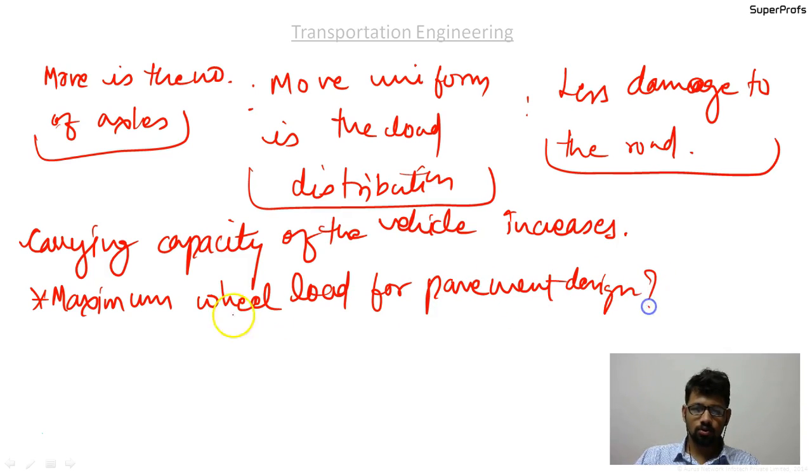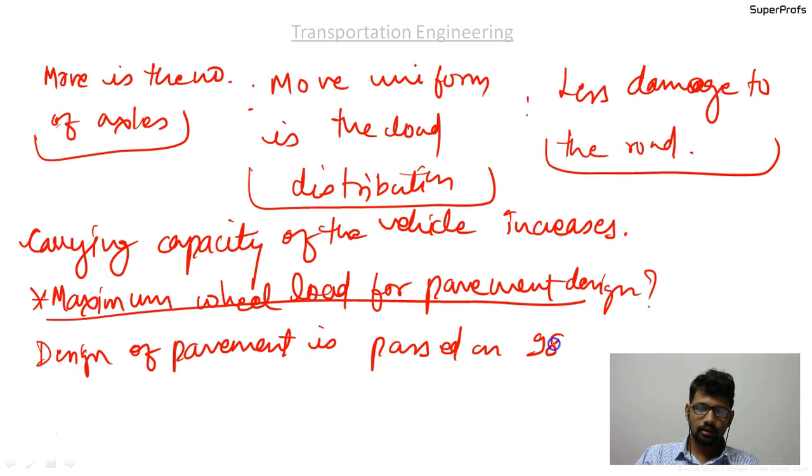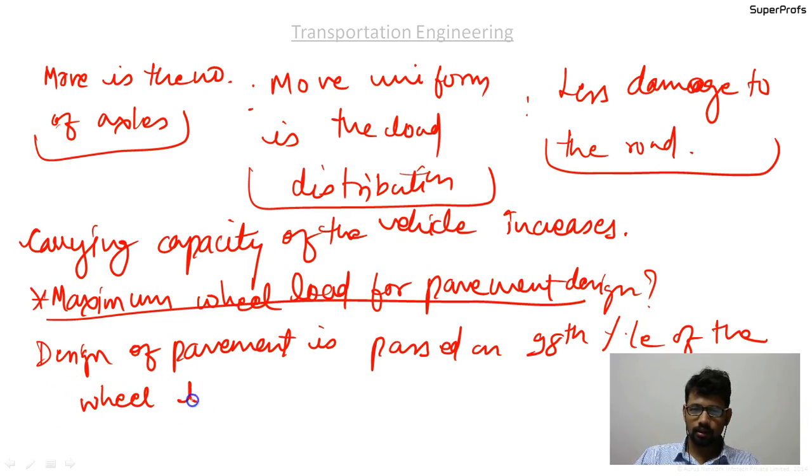Okay, so design of pavement is based on the 98th percentile of the axle load. So design of pavement is based on the 90th percentile of the wheel load. The 90th percentile of the wheel load is regarded as the design load.